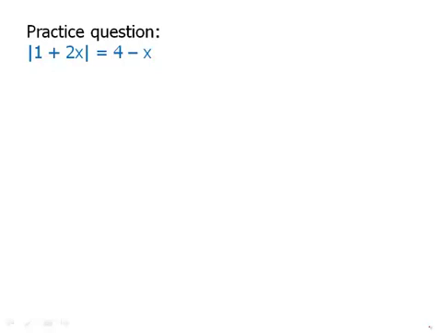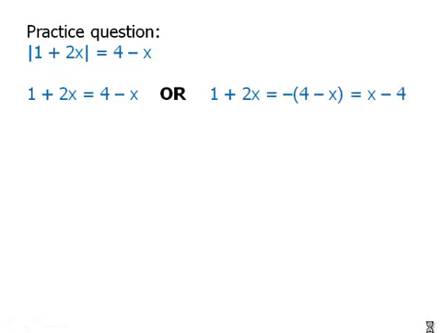Okay, for this one, the absolute value is already isolated, so we can immediately break this into the OR equation. So we say that the thing inside the absolute value, 1 plus 2x, either equals that expression, 4 minus x, or equals the expression with a negative sign in front of it. And of course, putting a negative sign in front of subtraction just reverses the order of the subtraction. It becomes x minus 4.